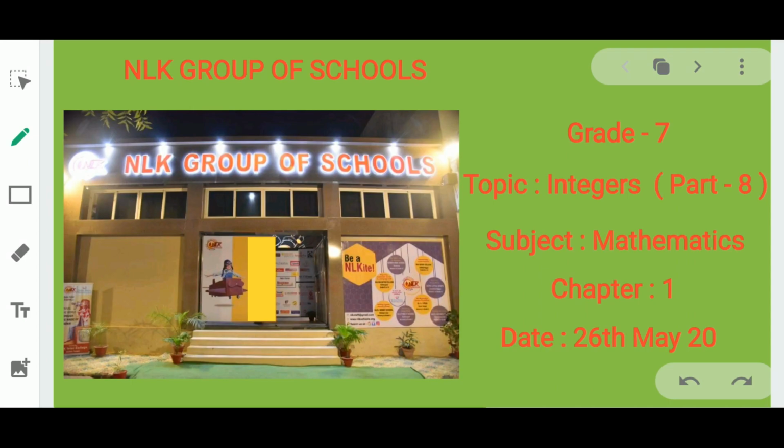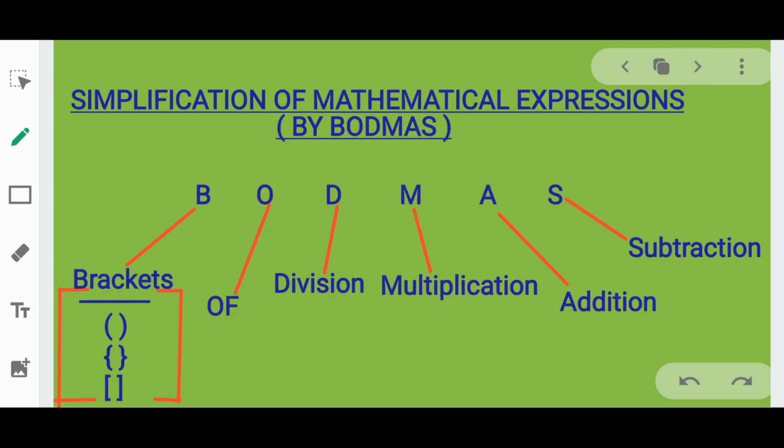Today, I am going to start part 8 video of chapter 1, integers. In this video, we are going to learn about simplification of mathematical expressions by the BODMAS rule. Now we are going to learn the BODMAS rule. First of all, we should know where we have to use the BODMAS rule.